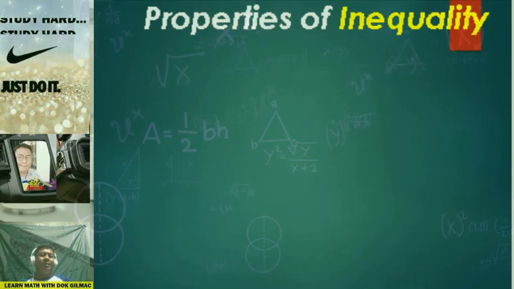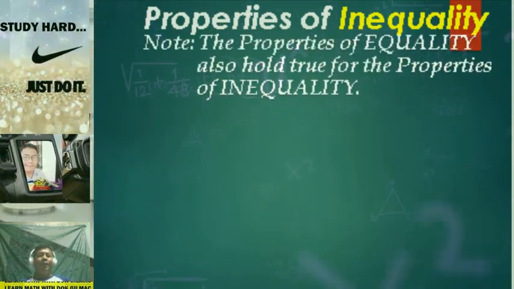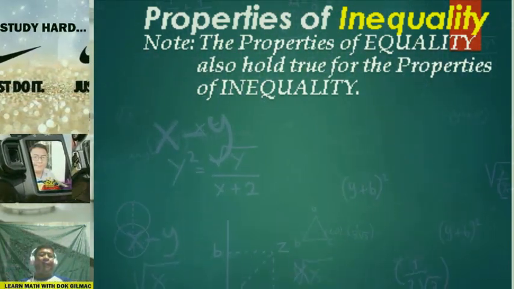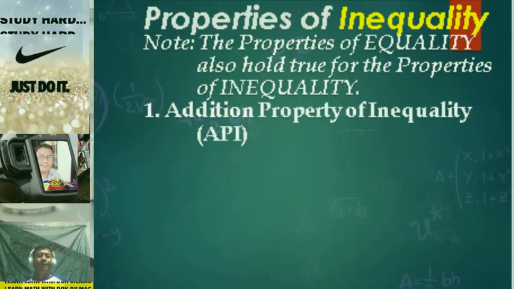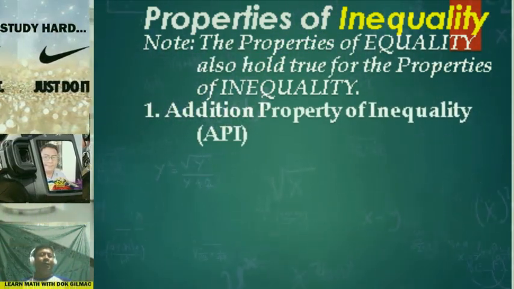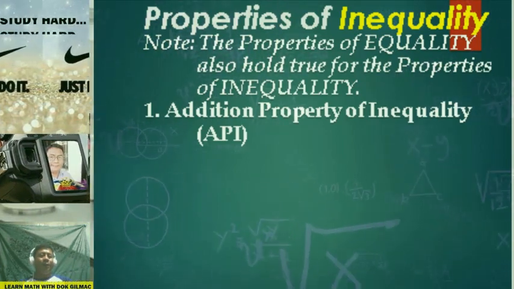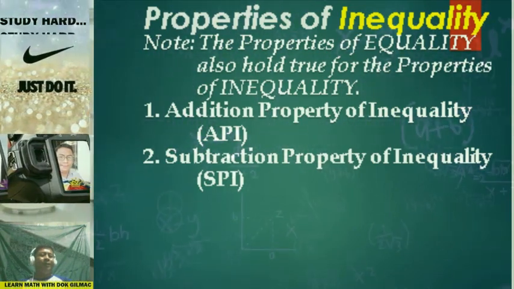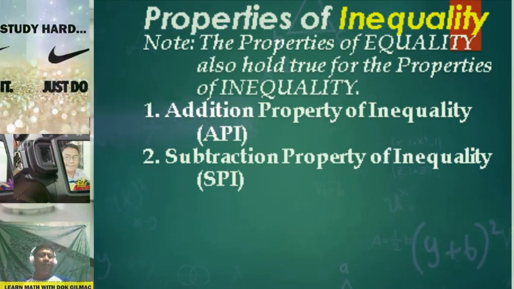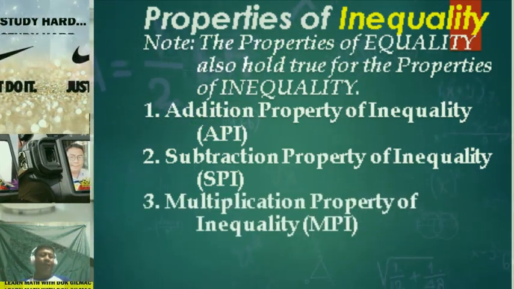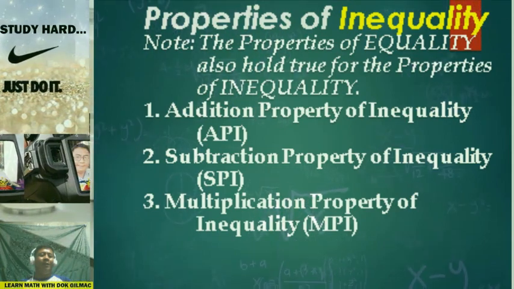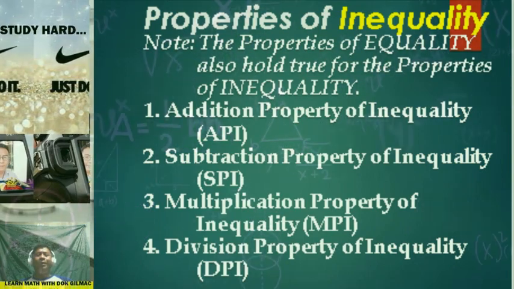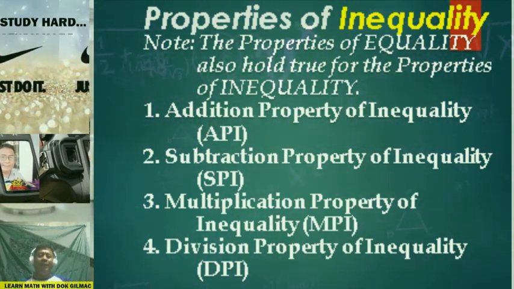Consider now the properties of inequality. Take note, the properties of equality also hold true for the properties of inequality. Number 1, addition property of inequality, or what we call the API. Number 2, subtraction property of inequality, or SPI. Number 3, multiplication property of inequality, or MPI. Number 4, division property of inequality, or DPI.